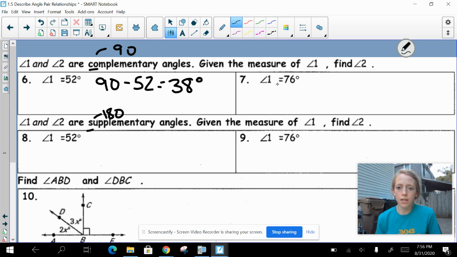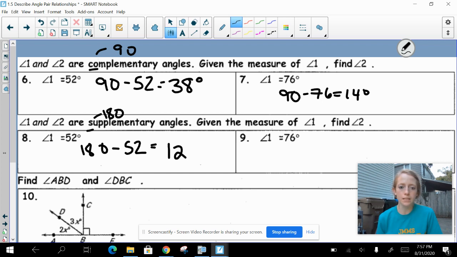Okay, number 7, likewise, you would subtract 6 from 90, and you would get 14 degrees. So the measure of angle 2 is 14 degrees. And if they're supplementary, you subtract it from 180. So 180 minus 52 is 128. Yes, 128. And for this one, 180 minus 76 would be 104 degrees.